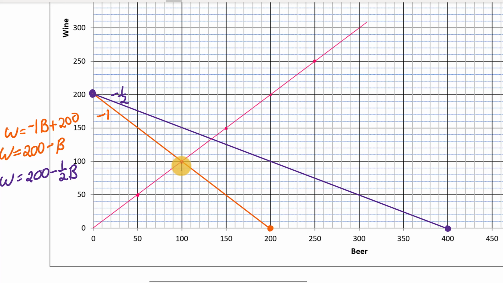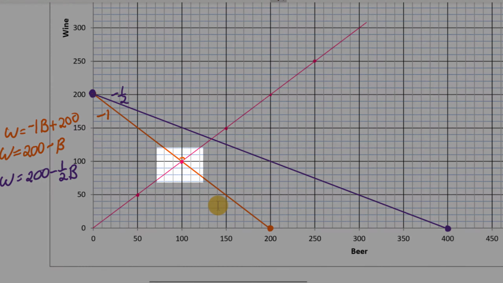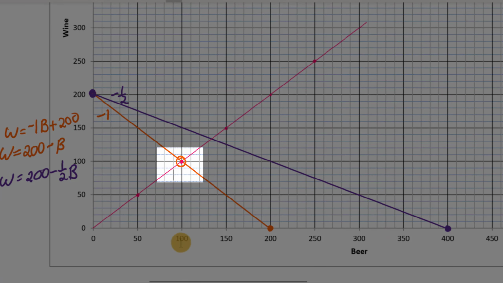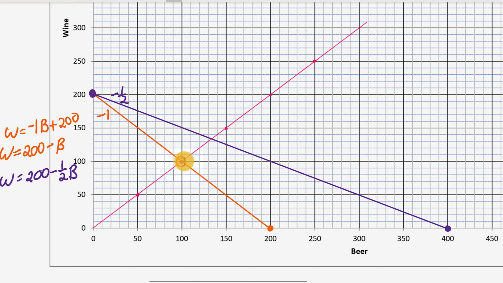Everybody wants an equal amount of beer and wine. And so if we look at France, they're by themselves. They're not trading with us at all. Here are all their production possibilities on the orange line. Their preferences, where they want to be, is half beer, half wine. And so our point right here, where they're making 100 beer and 100 wine, is going to be their optimal point.